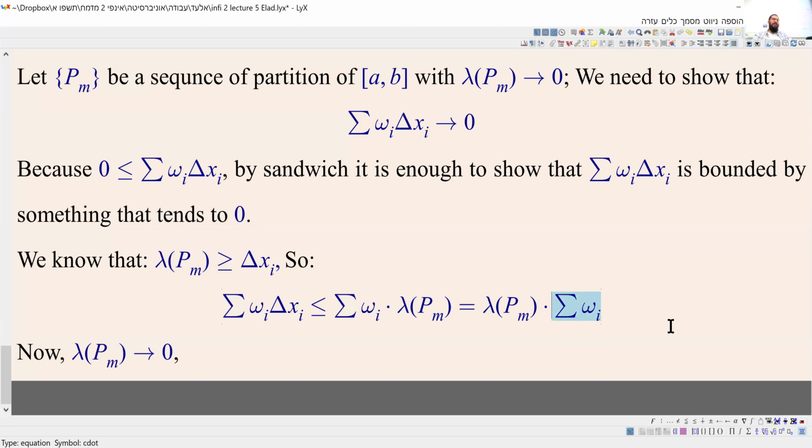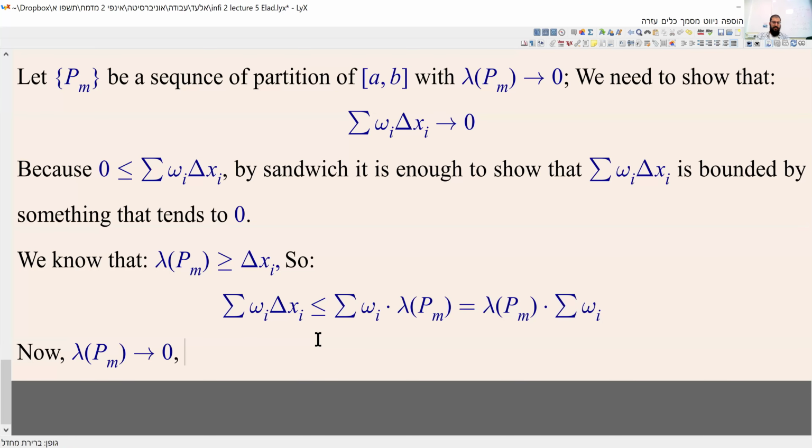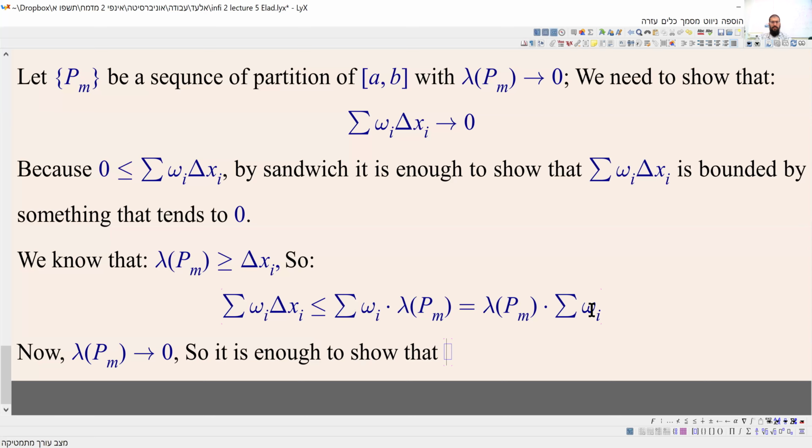So it is enough to show that the sigma omega I is bounded. You multiply something bounded with something that tends to 0, the multiplication tends to 0 as well. One of our basic propositions of infi 1. And so it is enough to show that the sum of omega I is bounded.